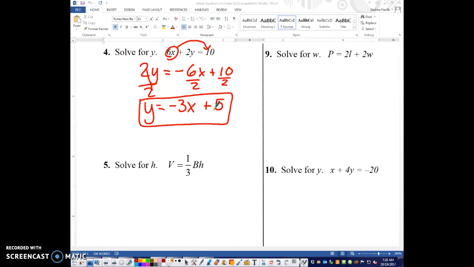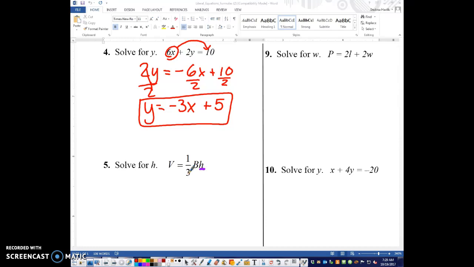Okay, so let's look at number 5. What is it asking us to solve for? H. So we want to solve for h right here, right? Now, the first step to doing that, you need to get rid of this 1/3 first. If you multiply something by 1/3, that's the same as dividing it by 3. Okay? So if technically multiplying by 1/3 is dividing by 3, how do we get rid of that 1/3? Not divide by 1/3. Multiply by what? By 3.